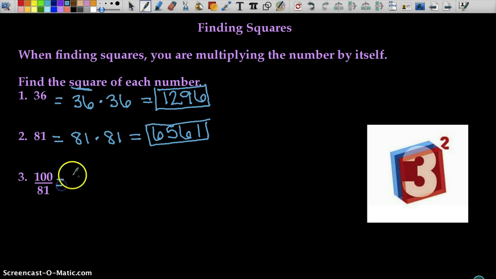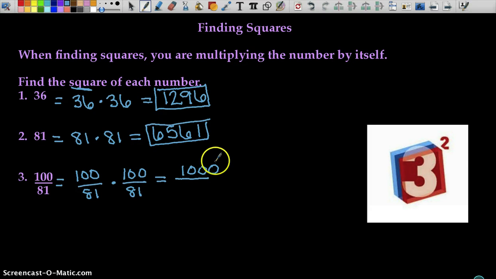Now with this one down here, squaring means multiplying by itself. So 100 over 81 multiplied by 100 over 81. So when we multiply the top, we get 1, and then we have the 4 zeros. Oops, that's only 3 zeros. Whoops, there we go. 4 zeros. And then when we square 81, which we did right here, 6,561. So this would be your answer.